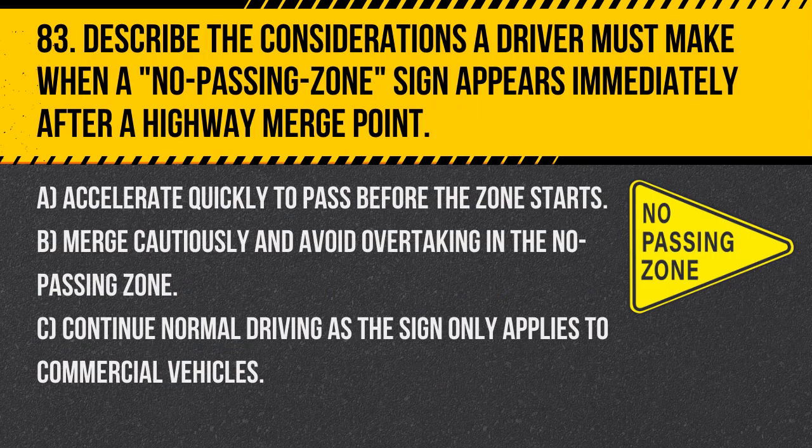Question 83. Describe the considerations a driver must make when a no passing zone sign appears immediately after a highway merge point. A. Accelerate quickly to pass before the zone starts. B. Merge cautiously and avoid overtaking in the no passing zone. C. Continue normal driving, as the sign only applies to commercial vehicles.